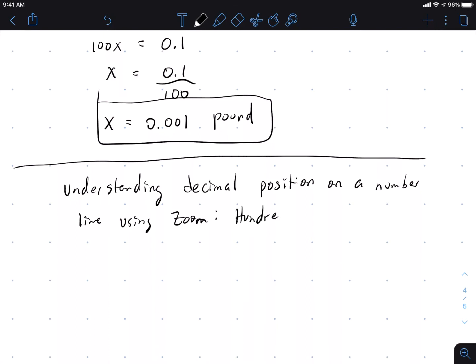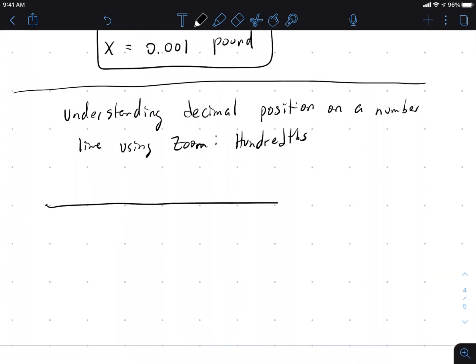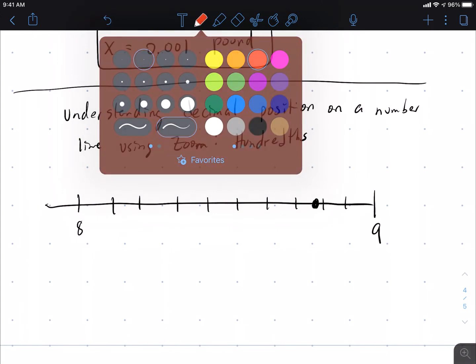I'll do hundredths; thousands is going to be basically the same thing. What they're showing is a number line. Here's 8, and then they have 9 lines, and here's 9. The number is right here, so we can't truly tell what's going on. So I'm going to do this so you can see it.